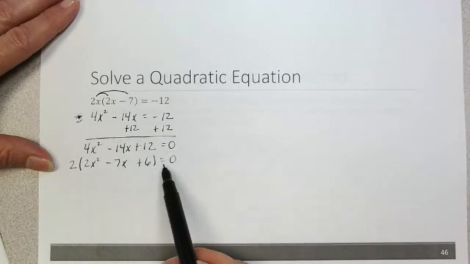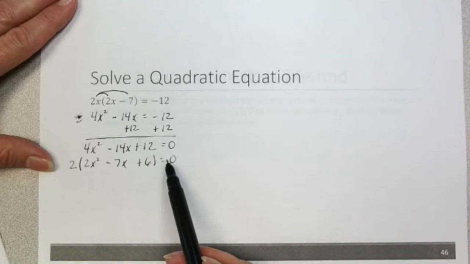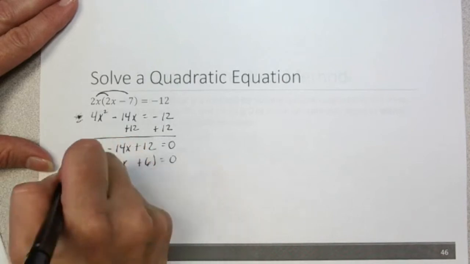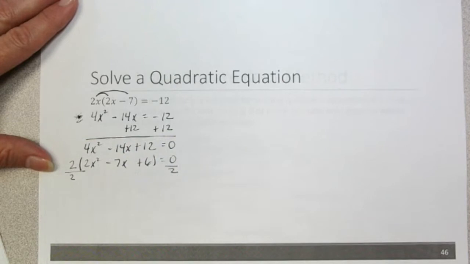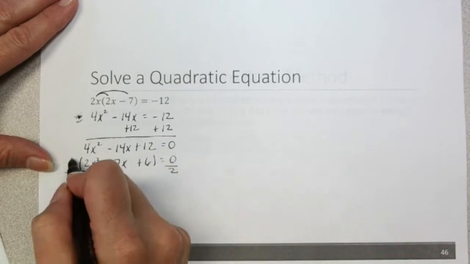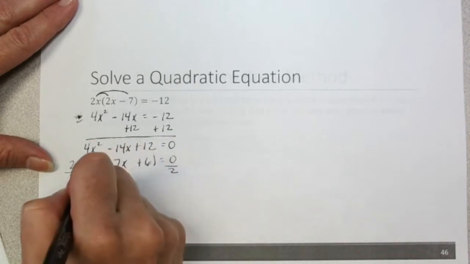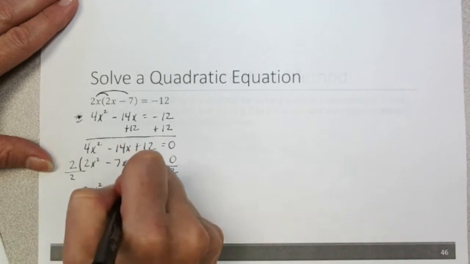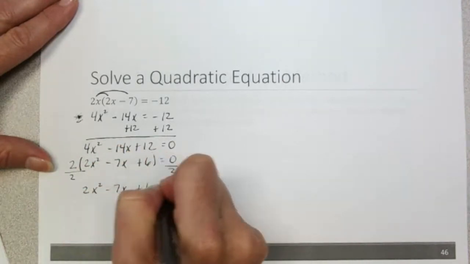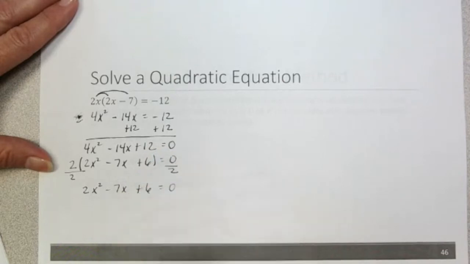Okay, and since we're solving here, we can go ahead and divide out that 2 and just kind of forget about it, right? Because 0 divided by 2 is just 0, 2 divided by 2 is just 1, and we have an easier equation to solve now. 2x squared minus 7x plus 6 equals 0.